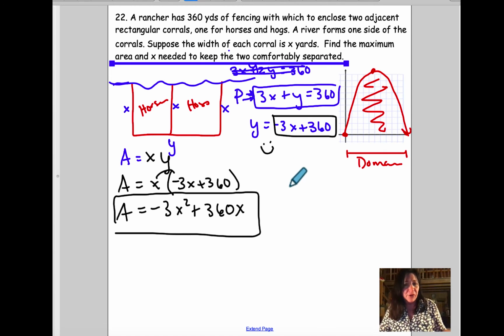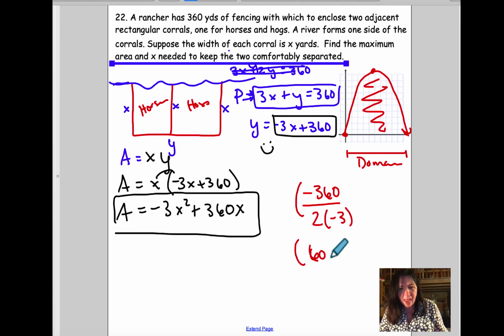All right, let's use our vertex form shortcut. Negative b over 2a. So negative b, negative 360, over 2a. A is negative 3. So we have 360 over 6, which is 60, right? So 60. So that means I went over 60. So 60 is half of my domain, which means my domain is going to be 0 to 120. All right, now let's plug in 60.